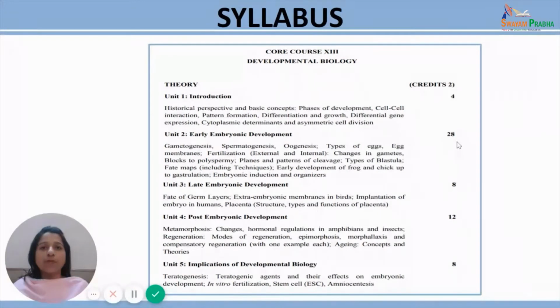This is the syllabus of developmental biology that we are following. We are done with Unit 1 Introduction. We are continuing with Unit 2, which is about early embryonic development. In this, we have discussed gametogenesis, fertilization, polyspermy, cleavage, types of blastula, fate maps, early development of frog and chick up to gastrulation. In today's lecture, we will discuss the topics of embryonic induction and organizers, and also we will take up the first topic of Unit 3, that is the fate of germ layers.